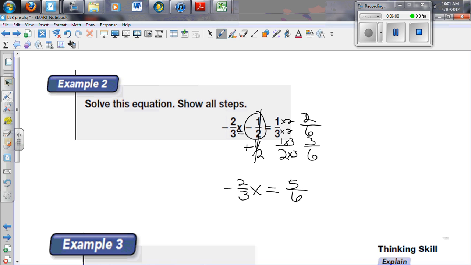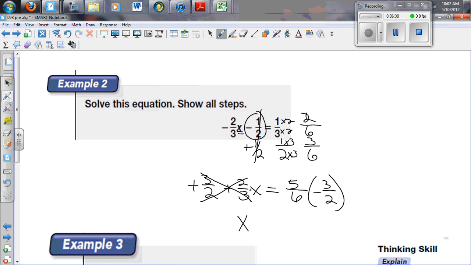Okay, but I'm still not done because, again, x is not by itself. So I have to multiply by the reciprocal here because this is multiplied, but when I divide by a fraction, I always multiply by its reciprocal. So negative 3/2, and I have to multiply by negative because I don't want to leave a negative x there. And so I'm going to multiply both of these together, and I'm going to get positive 1x. But if I do it to this side, I have to do it to this side.